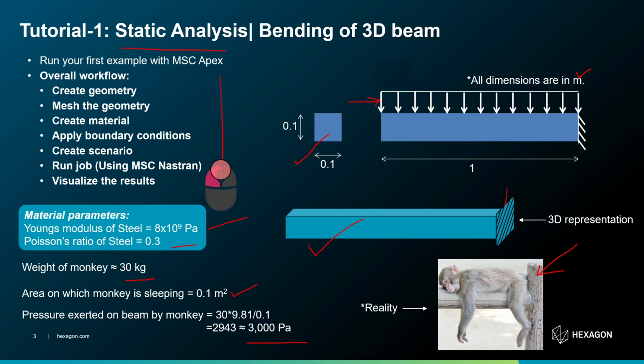This is the overall workflow to simulate this example in MSC Apex. We will first create this geometry, then mesh it, then create our linear elastic material, apply that material to this beam, then apply boundary conditions, create a new scenario. This is something I will explain when we get there. Then the main thing would be running this job. Of course, we will use MSC Nastran, and finally visualize the results. Here we will see what is the deformation and stress in this beam. Now enough talking, and let's start with MSC Apex.